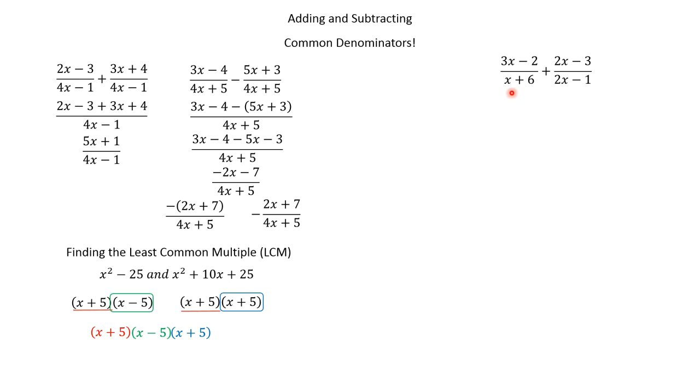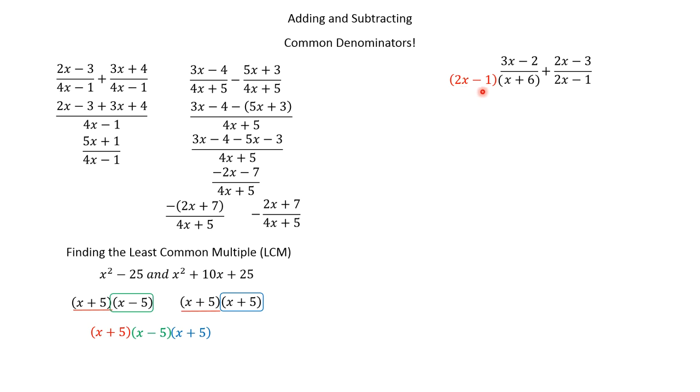This is an x plus 6. This is a 2x minus 1. So, we need both pieces. It's like if we have 1/3 plus 2/5. Well, 3 and 5, what do they have in common? Absolutely nothing. What's their least common, or lowest common denominator? 15. We have to multiply them together. So this one over here, x plus 6, we just need to multiply by 2x minus 1.